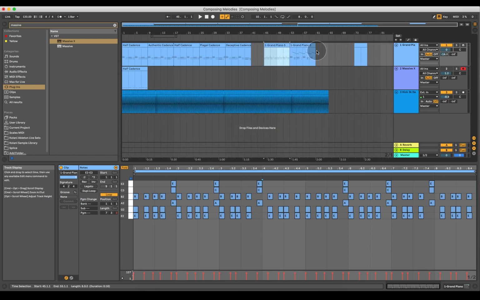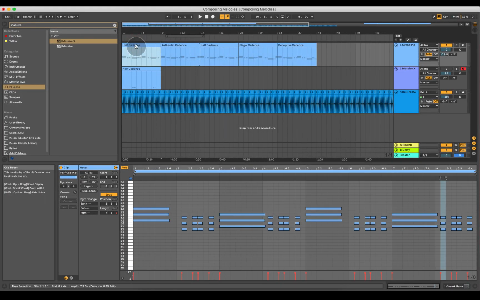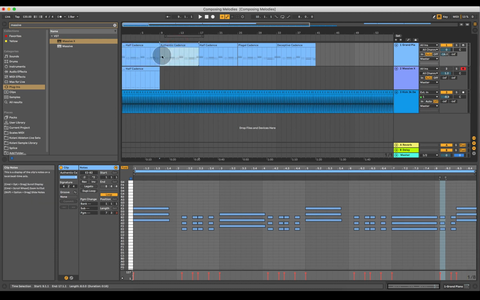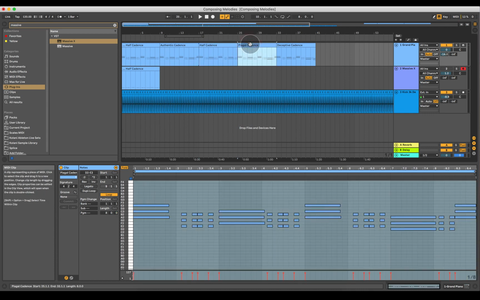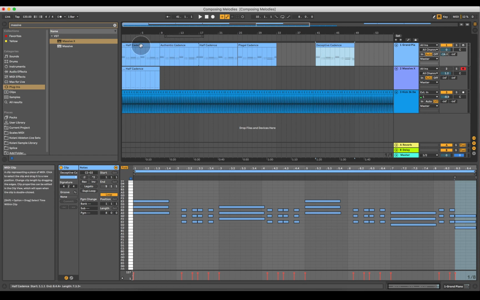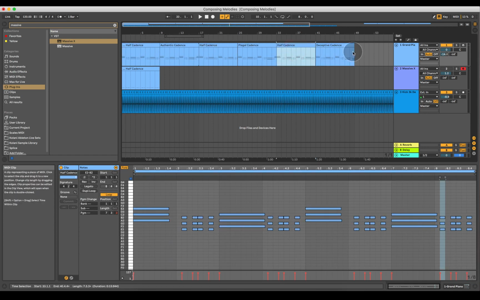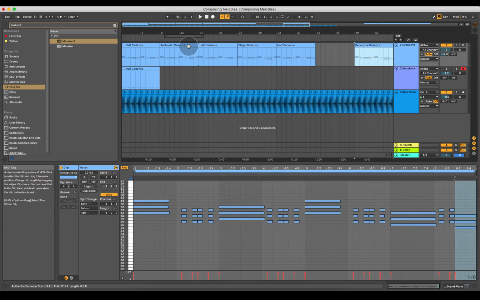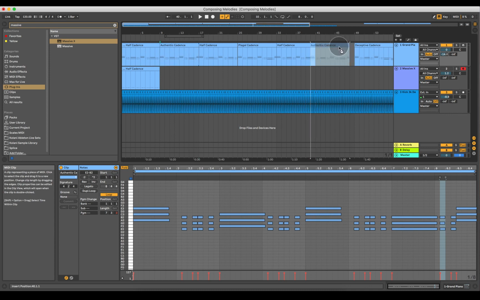an authentic cadence ending. So half cadence at the end of the first 8 bars, authentic cadence at the end of the second phrase, half cadence again, plagal cadence instead of an authentic cadence. Then we could go back to a half cadence and finish it perhaps on an authentic cadence. And we could leave the deceptive cadence for the next set of phrases.